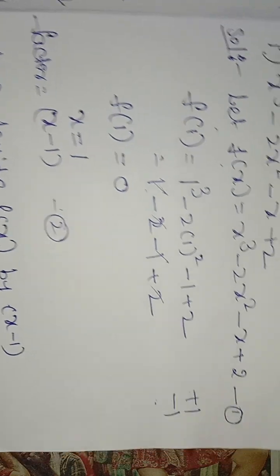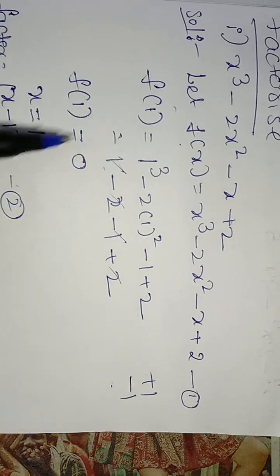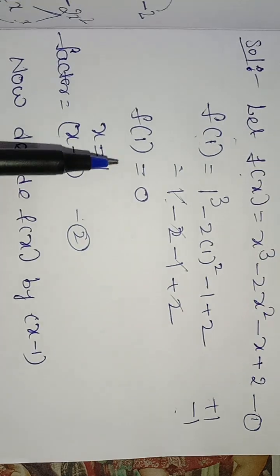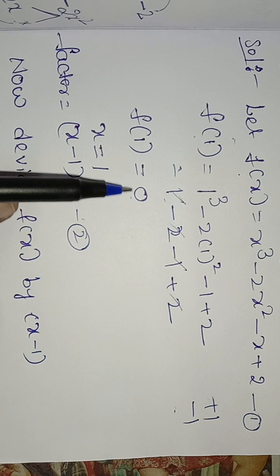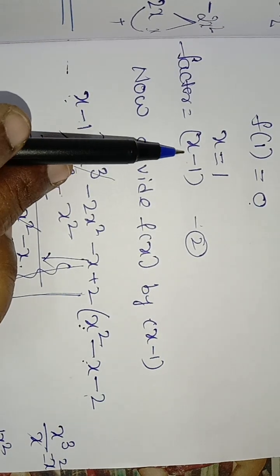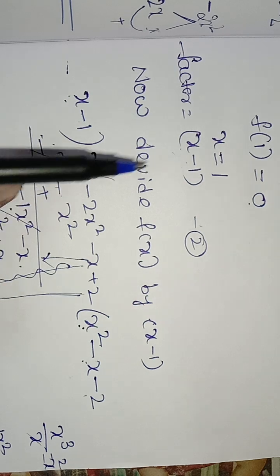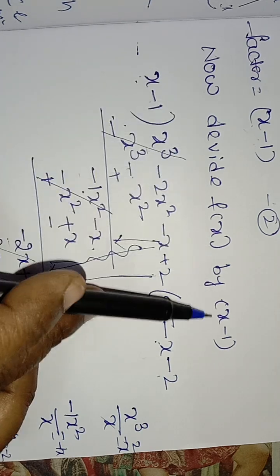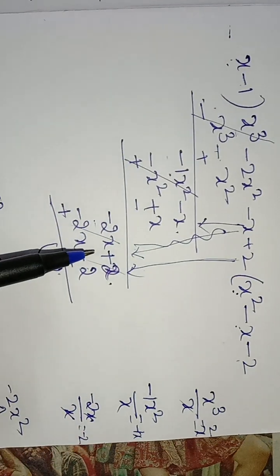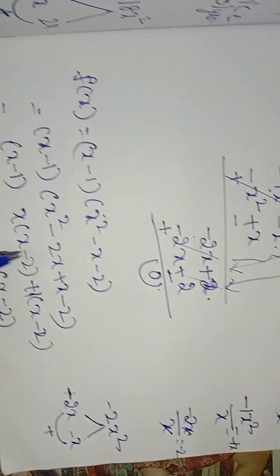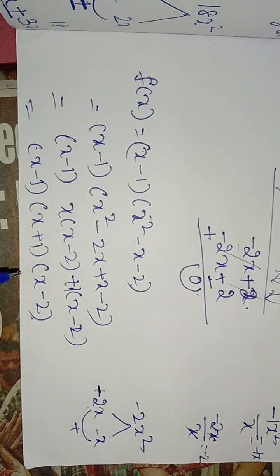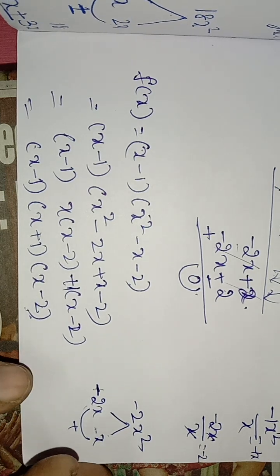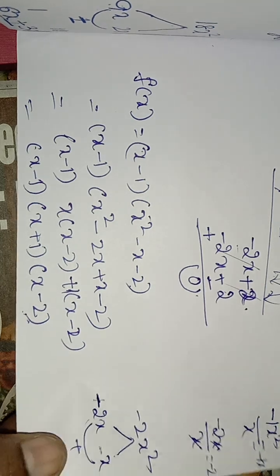See here what we did. First we had to substitute x value as plus 1 or minus 1. If you get 0, then you have to consider it as one of the factors of the equation. Next, divide f of x by x minus 1. Do the division. Next, whatever quotient you are getting, again factorize it. Then these are the factors of the given cubic polynomial equation.